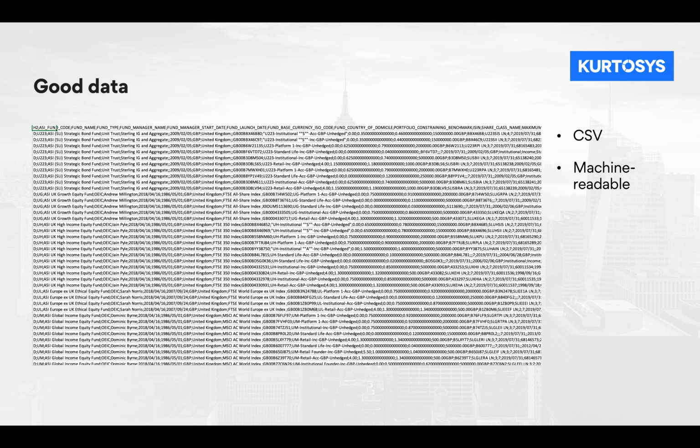This is an example of good data. This is a CSV file, and you can see that there are no spaces and everything has a separator. After each data, there is a separator. So this is machine readable. So it's easy to take this data and load it within our platform.